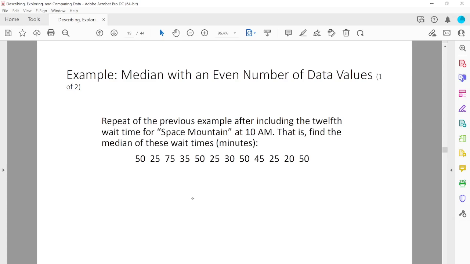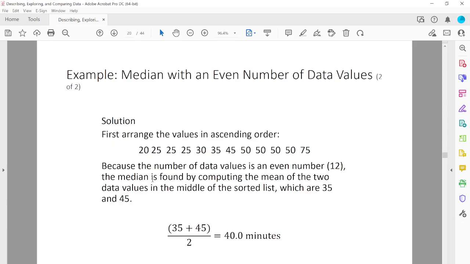So now we're adding one more wait time. As you can see, 1, 2, 3, 4, 5, 6, 7, 8, 9, 10, 11, 12. So instead of 11, now there are 12. So we have to first sort the data. And because there are two middle numbers, 1, 2, 3, 4, 5, 6 and 7, these are the two middle numbers. To the left of these two numbers there are 5 data, and to the right of these two numbers there are 1, 2, 3, 4, 5 data. So for finding the median of this type of even data set, you have to add these two middle numbers and divide by 2.